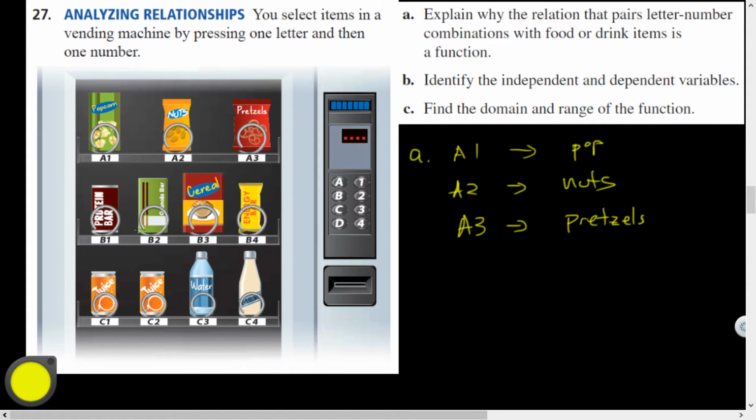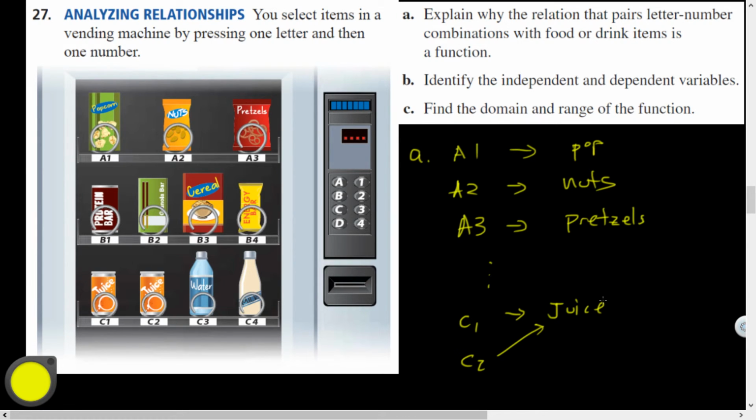And then B1 gives me that, B2, B3, B4. Hey, I get the same output twice here. Apparently these folks are juice fans. Is this okay that if I kept continuing this, C1 gives me the juice and C2 also gives me the juice? Is that still a function?